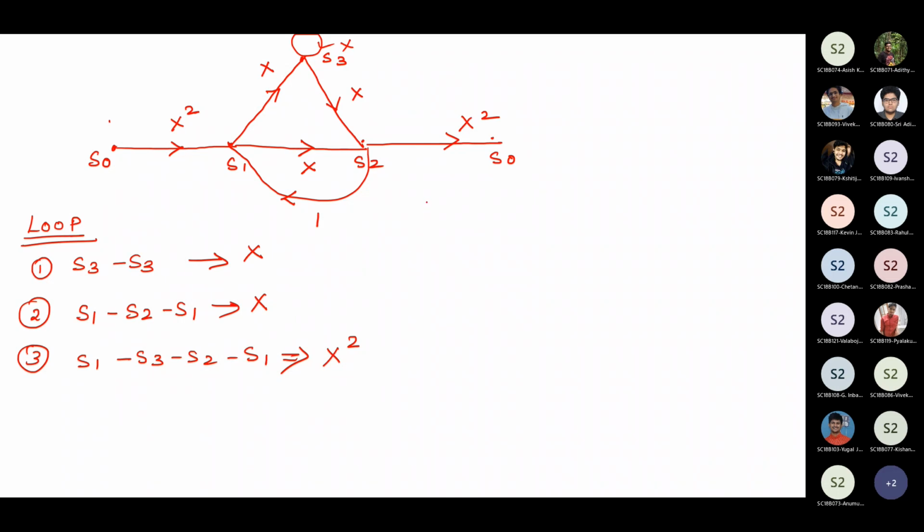Okay, next one is the pair of non-touching loops. If you take these two loops, the state is not repeating. These two are non-touching, so the gain is X into X, X square. So only one is there. We write this one as loop 1, this is loop 2, this one is loop 3. So L1 and L2 are non-touching loops, and the corresponding gain is X square.